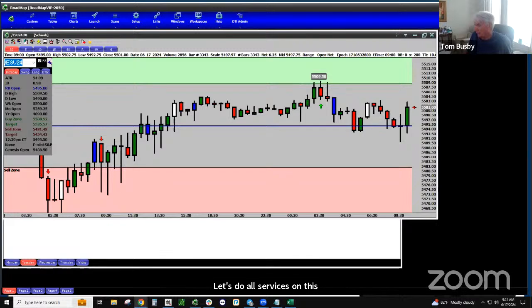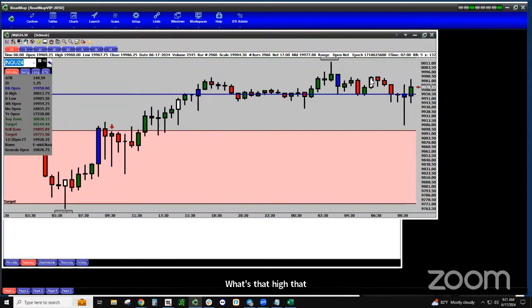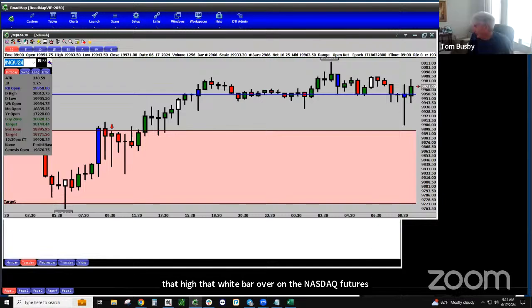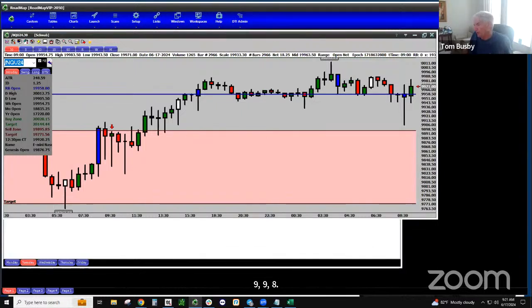Okay. So 5503. Now look at the NASDAQ. Put the NASDAQ futures in there. What's that high of that white bar over there on the NASDAQ futures? That high is 19,988. Okay, set an alert at 19,988. Okay, so I got 2 trigger points based off futures.